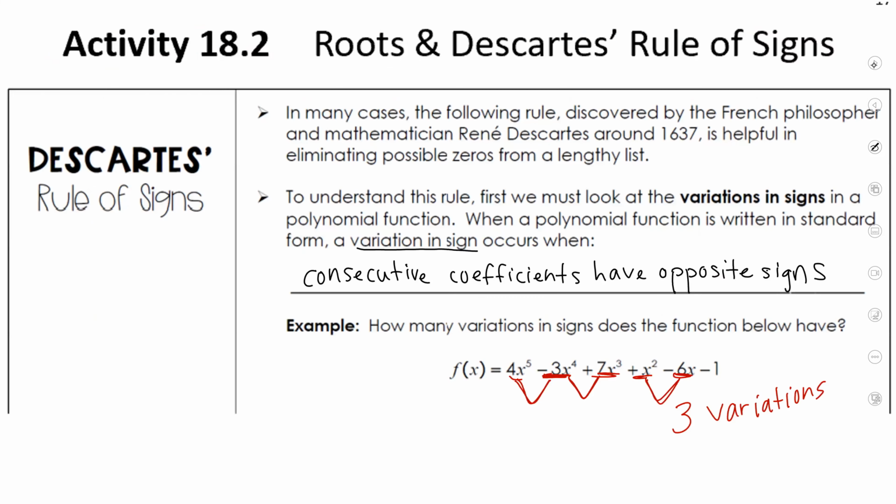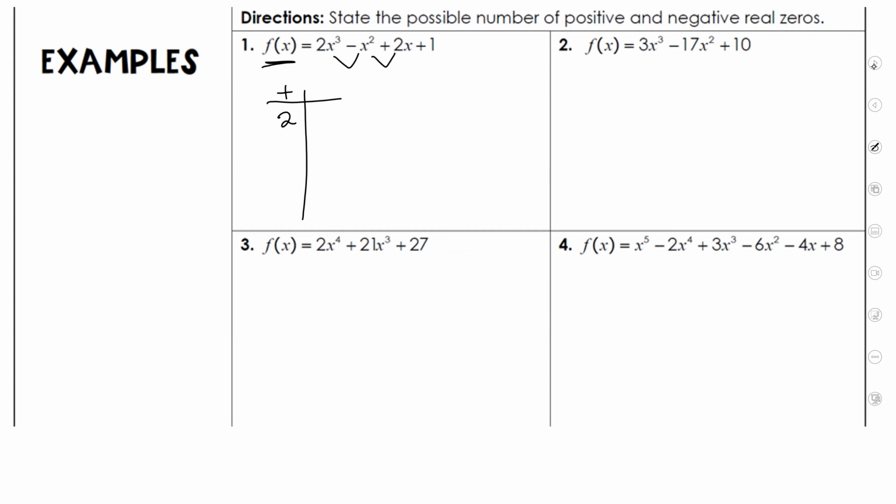So less than this by an even number. We're going to subtract 2. 2 is an even number, so you can have 2 or 0. Always subtract by 2. So that means what Descartes is saying is that the number of variations that you see, that's how many zeros that are positive that you'll get. So when we solve this, he's saying you're going to get 2 positive zeros, or you're going to get 0 positive zeros.